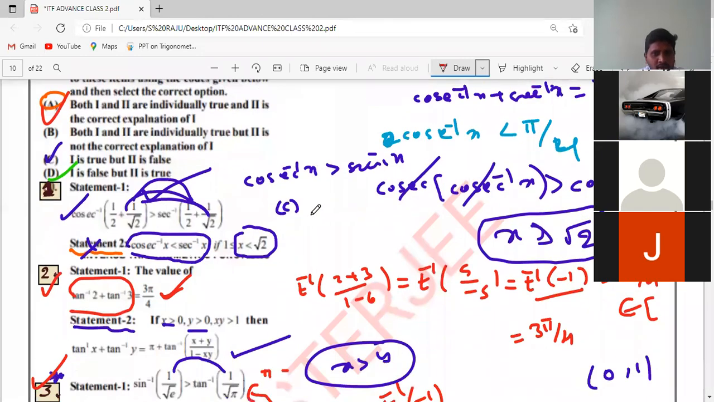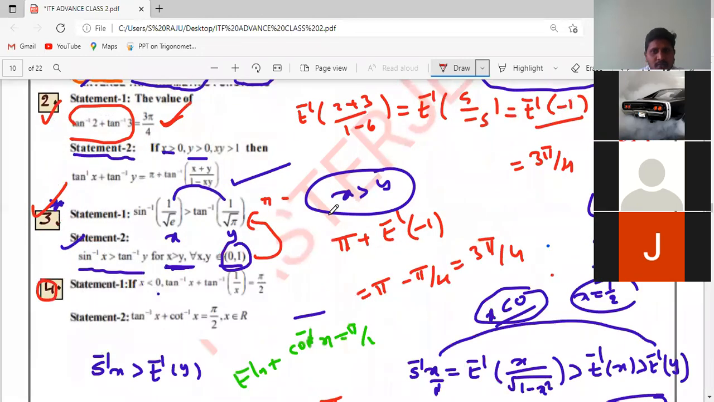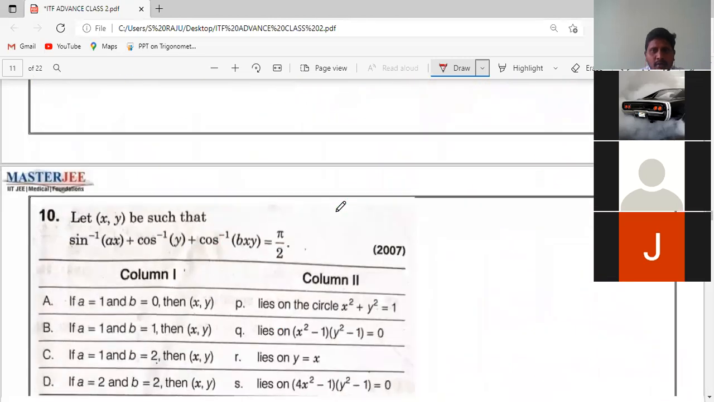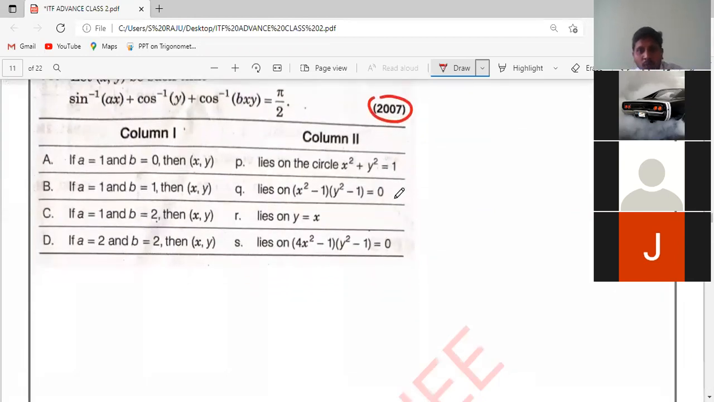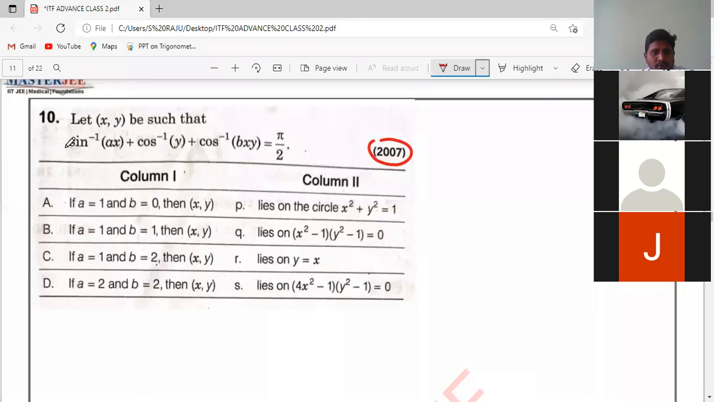Is it clear or any doubts? Shall I proceed for next question? Clear, sir. Right. See here, this is 2007 they are asking. So with the help of this condition, we have to solve this.